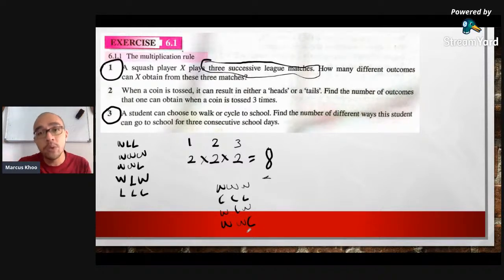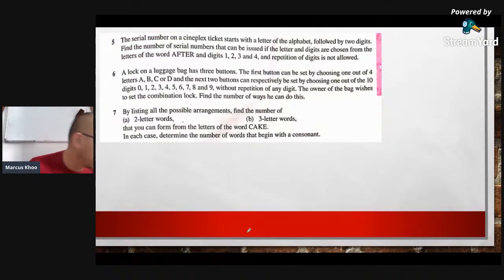Okay, but obviously we know that when it comes to maths, there's no such thing as small number answers like 8. My goodness. Tiada lah. Okay, so we're gonna go into another example. Let's look at question 5.